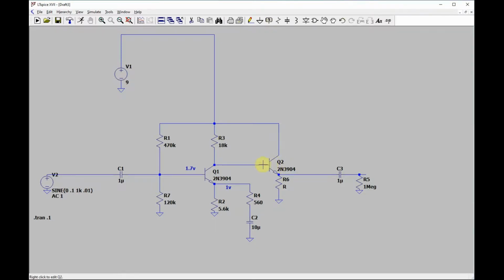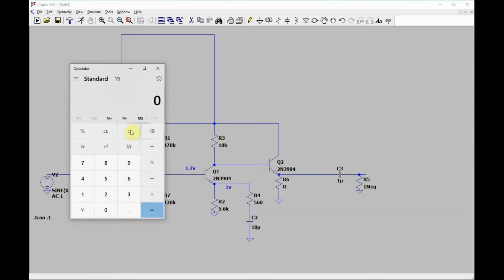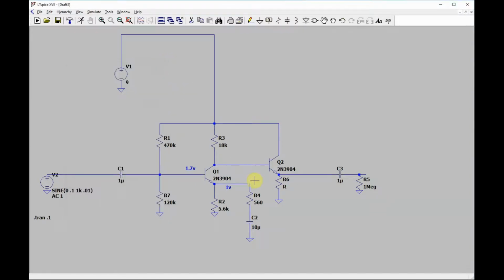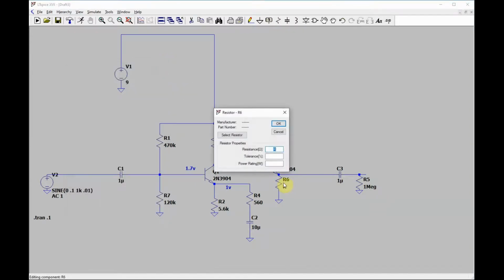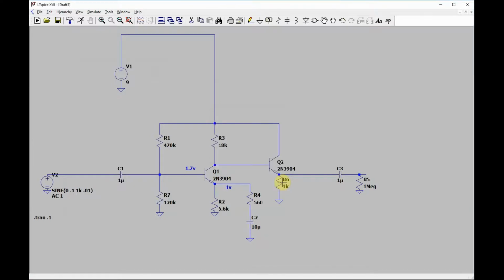Well, you take 180K and you divide it by the HFE. So 180,000 divided by, let's just say, an HFE of 200 and be conservative, 900. So this needs to be 900, but we could make it like 1K. So that would work. This would be great.